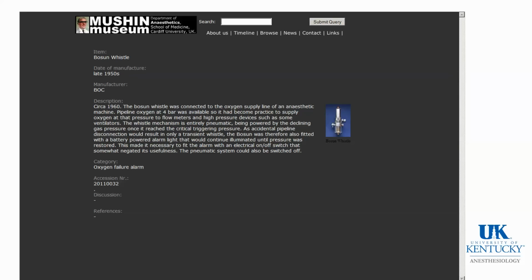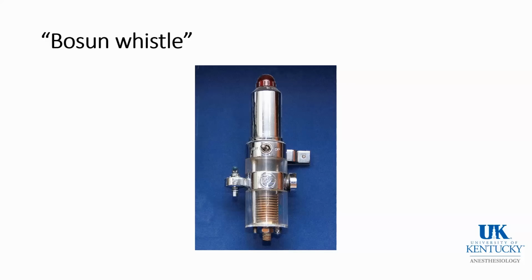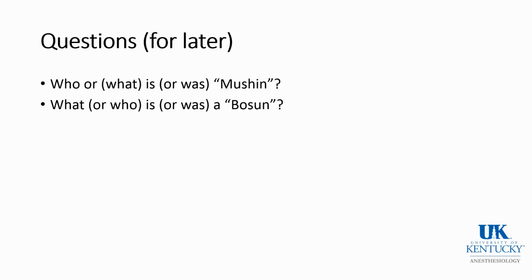So this is not a perfect system. However, it did provide a whistle, a sound, some way for the end user to pick up the fact that the oxygen supply from the wall had failed or had ceased flowing. This is an up-close picture of the Bosun whistle. Now, here are a few questions for later on. Who or what was or is Mushin, and who or what is Bosun? These are interesting anesthetic concepts, in my opinion.